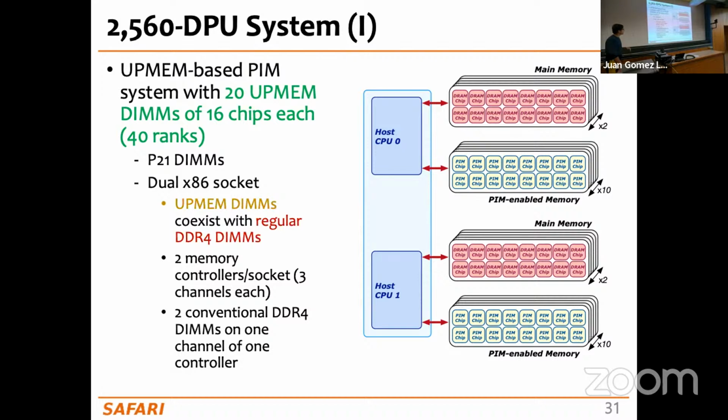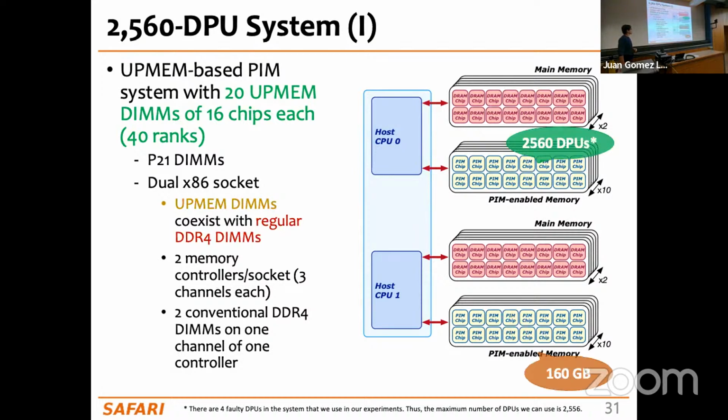Yeah, and here you have a little bit more detail about the dual socket system. In total, a maximum of 2,560 DPUs and a maximum of 160 gigabytes of PIM-enabled memory, the total size of all the MRAM banks.